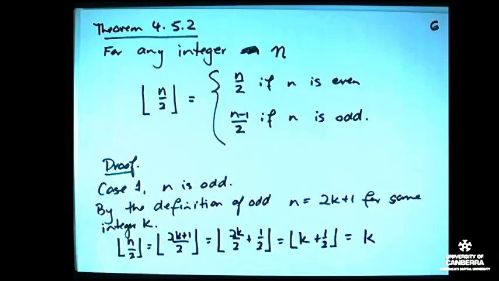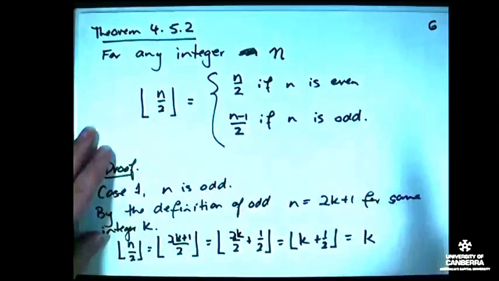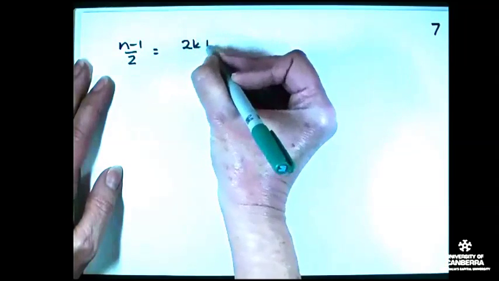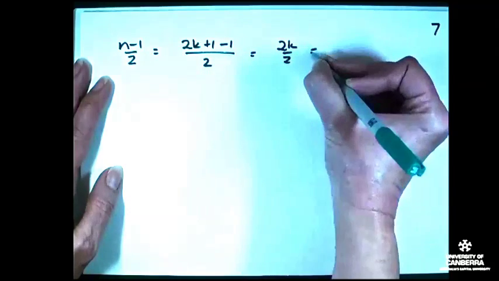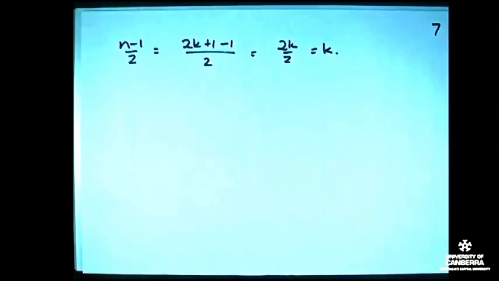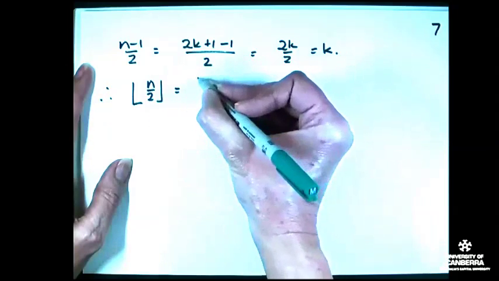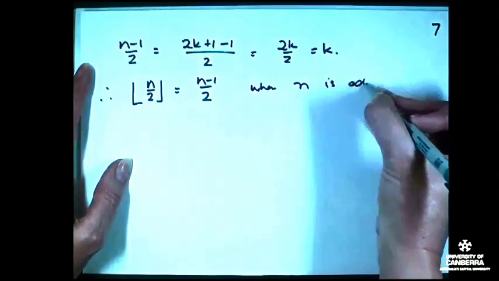Okay, that's the left-hand side, this part here. Now have a look at the right-hand side. We have n minus 1 over 2, but n is equal to 2k plus 1, so minus 1 over 2, which is equal to 2k over 2, which is equal to k. So they're both equal to k. Therefore, the floor of n over 2 is equal to n minus 1 over 2 when n is odd.